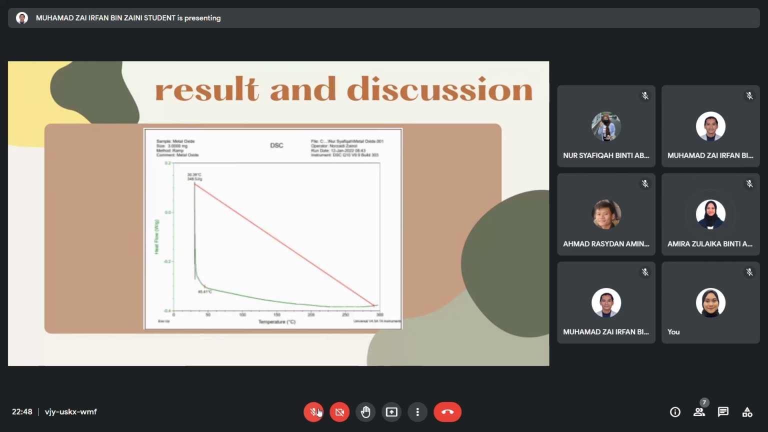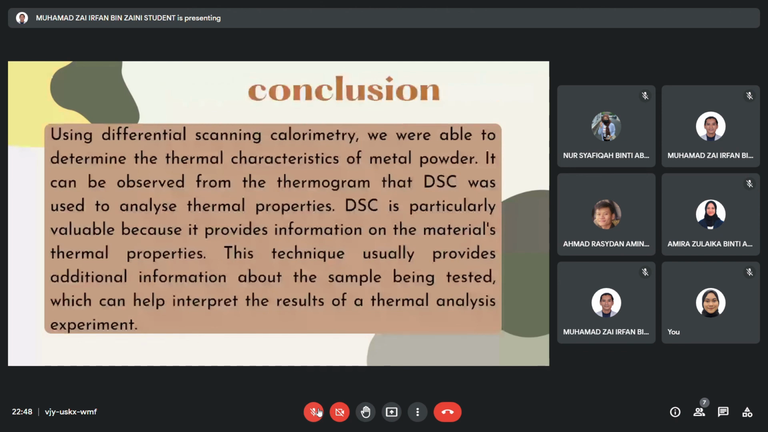Next slide. Using differential scanning calorimetry, we were able to determine the thermal characteristics of the metal powder. It can be observed from the thermogram that the DSC was used to analyze thermal properties. The DSC is particularly valuable because it provides information on the material's thermal properties. This technique usually provides additional information about the sample being tested, which can help interpret the results of a thermal analysis experiment.